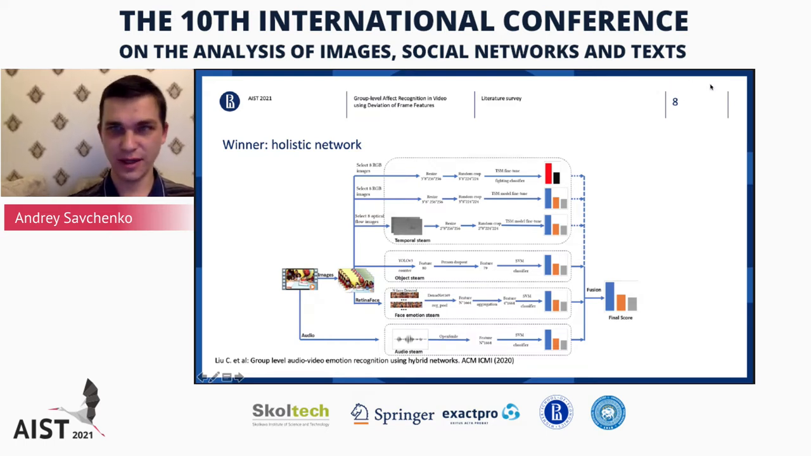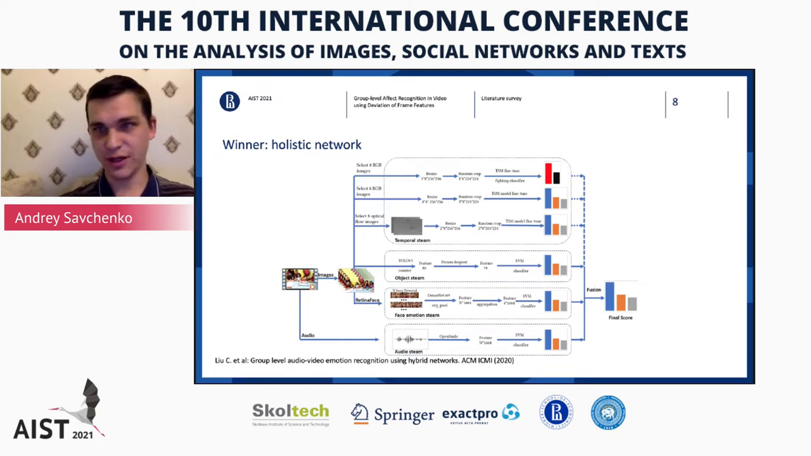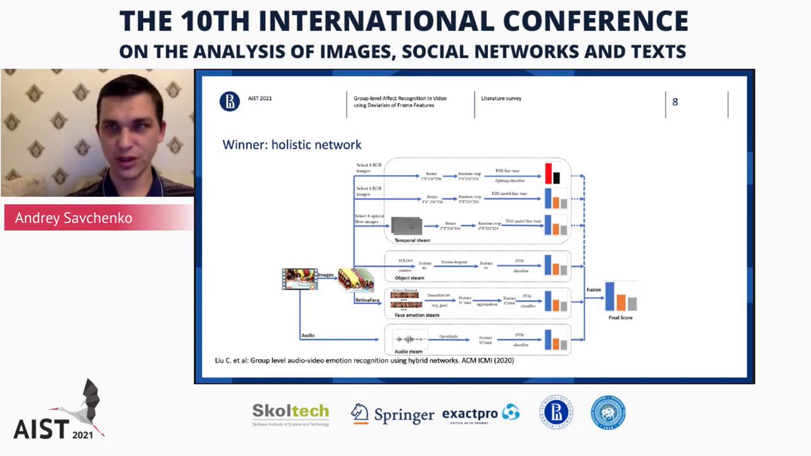So first of all, you see that the participants provided ensembles of many different classifiers. And actually, I didn't show it here, but in the ablation study, they demonstrated that most of the parts of these ensembles are important. If you consider only one single feature, like faces or audio or the whole video, the sequence of frames, it can't reach the performance or the accuracy of the whole fused model.